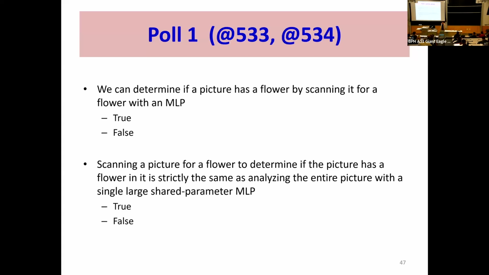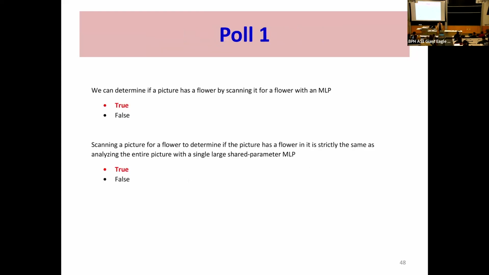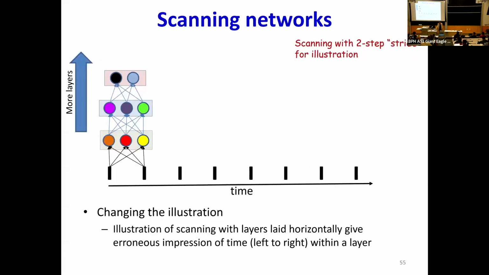So here we got it. We can determine if a picture has a flower by scanning for the flower with an MLP. And this is strictly the same as analyzing a large network with a single shared parameter MLP. Now, just for illustration's sake, I'm going to change the illustration because this is going to help, and this also shows up in your homework.